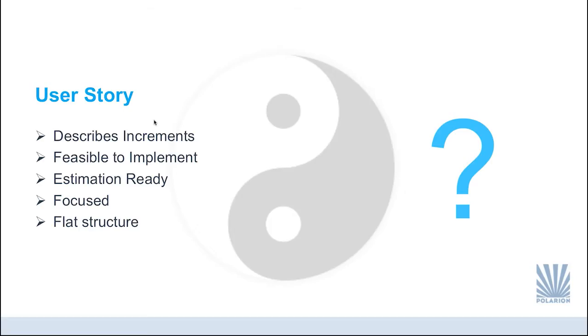Do the user stories help to make the system consistent? Do they help developers to understand the full picture of the product? Not really. Why? Because they describe the increments.